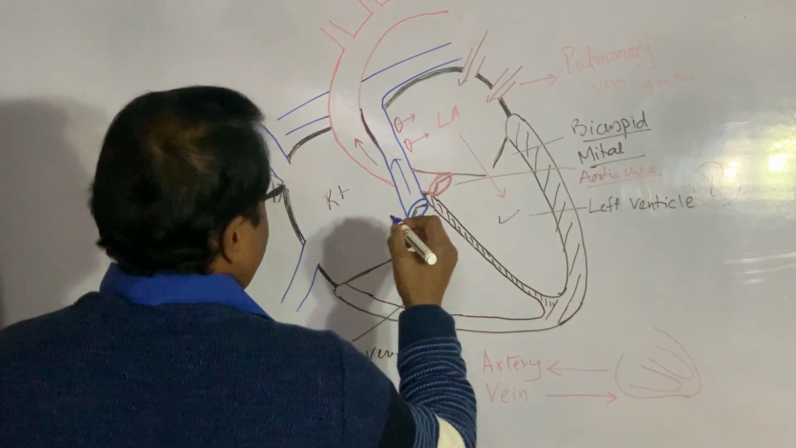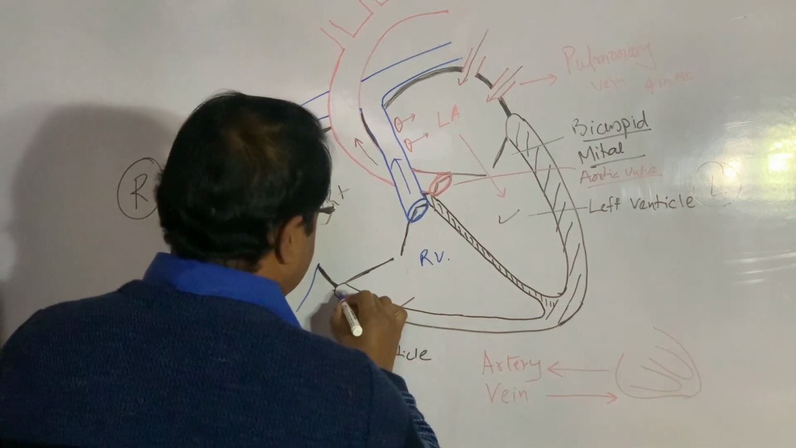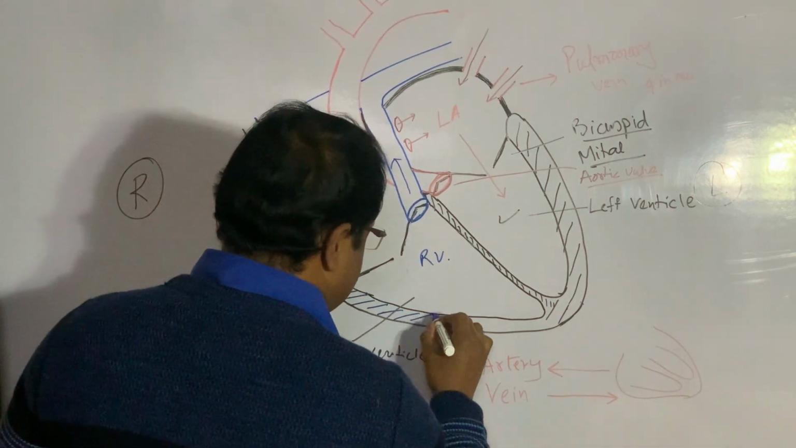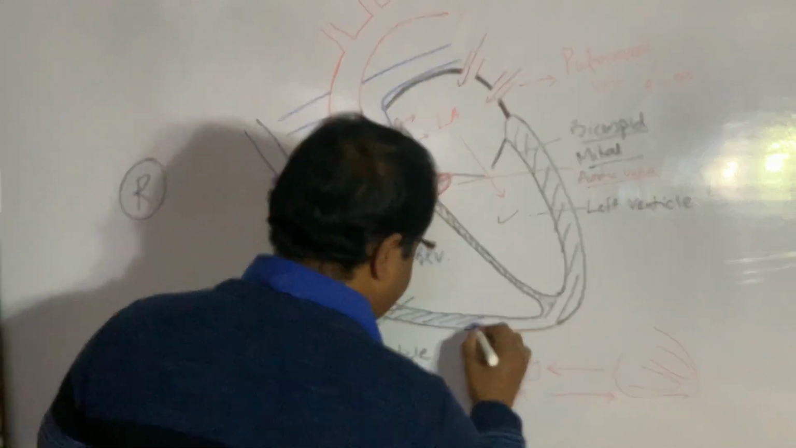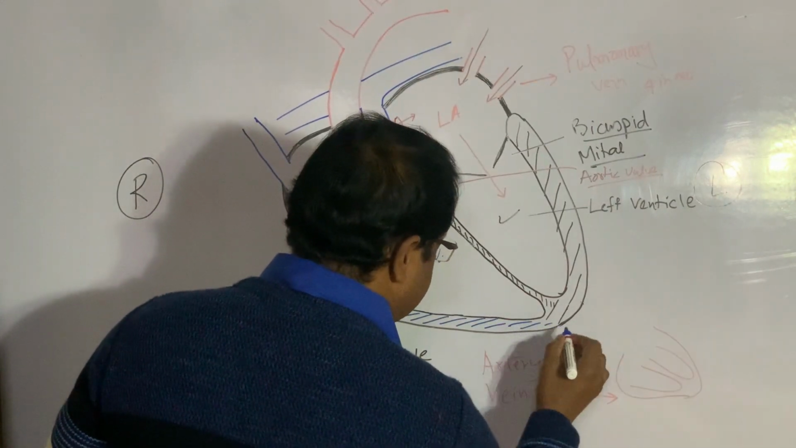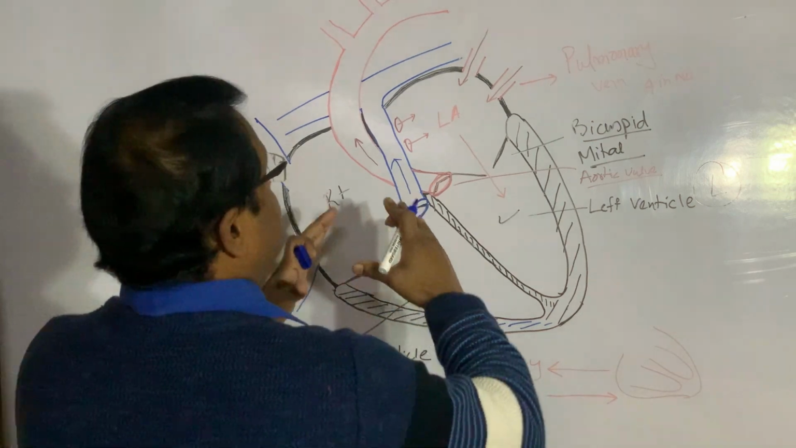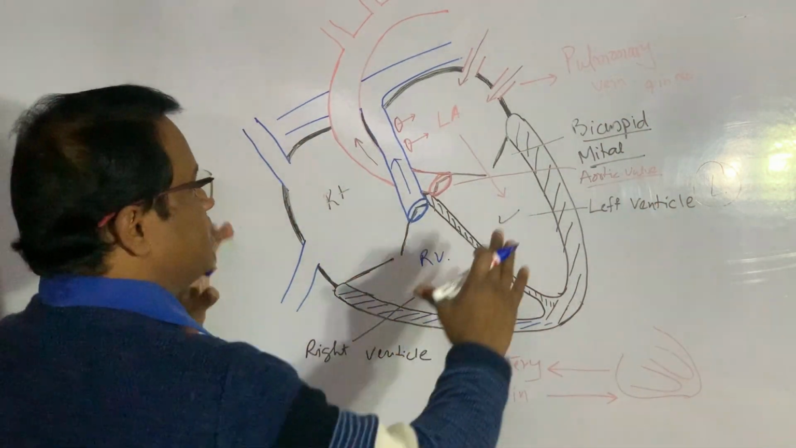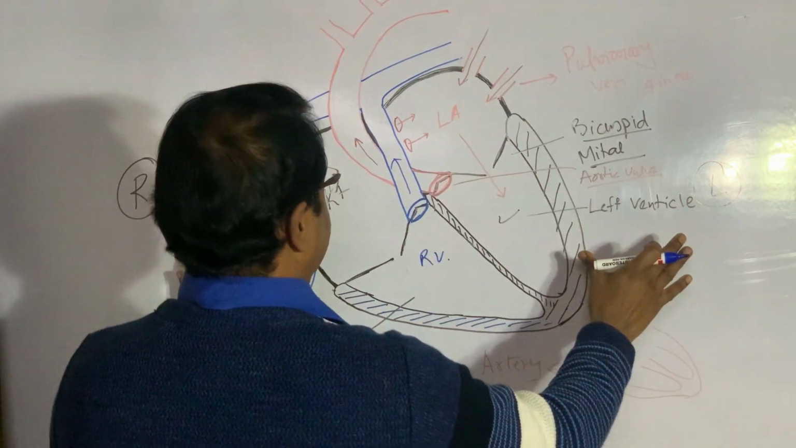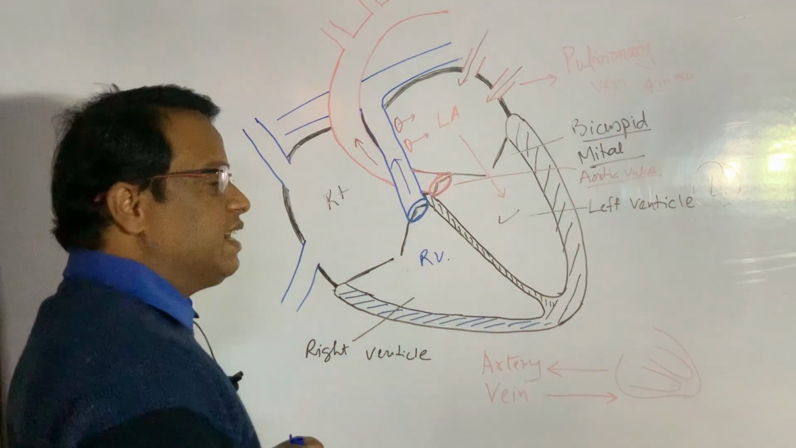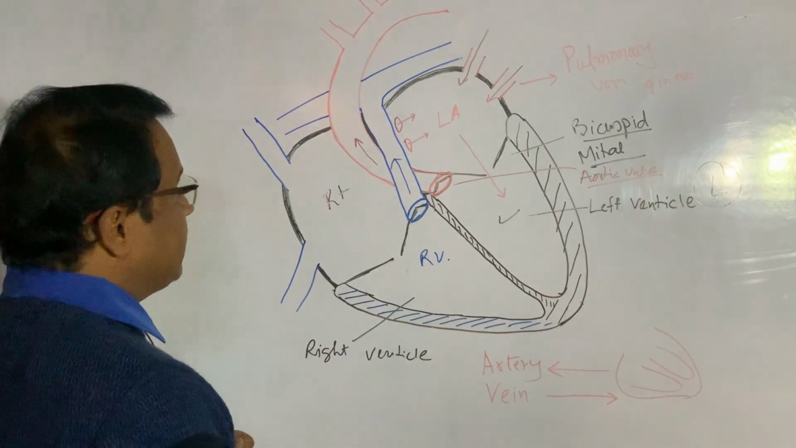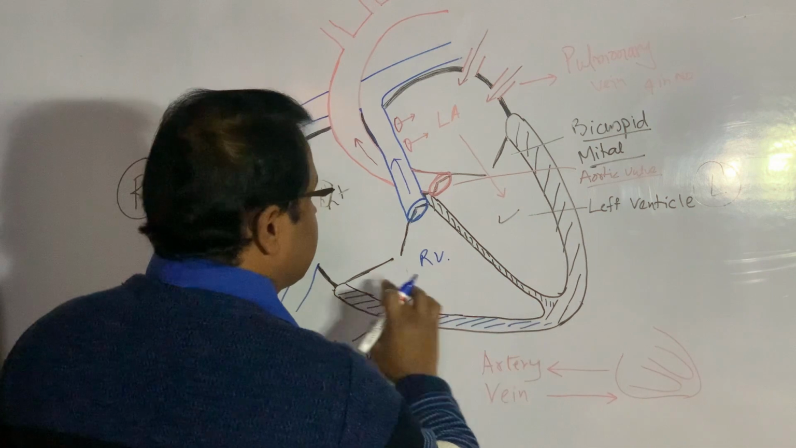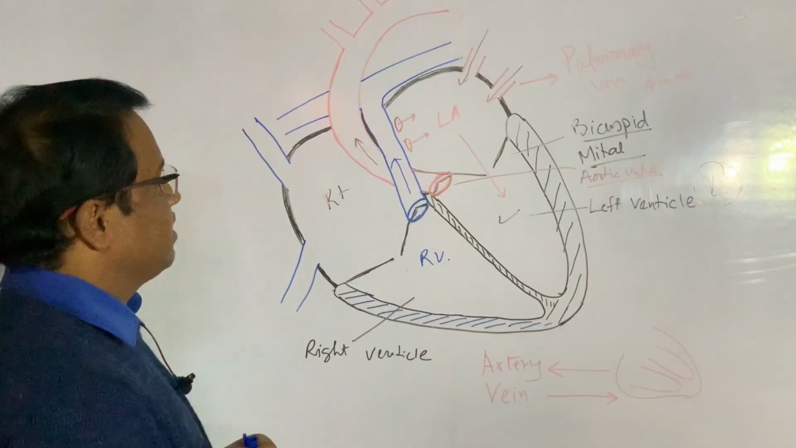Here the right ventricular wall is not so thick, it is thinner than the left ventricular wall because it ejects blood to the pulmonary circulation. The pulmonary circulation is just beside the heart and need not create much pressure. That's why the wall of the right ventricle is much thinner than the left.